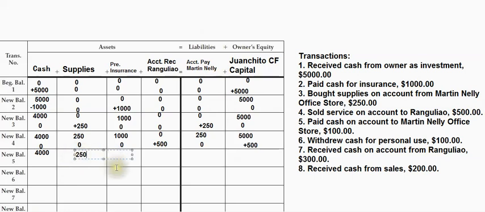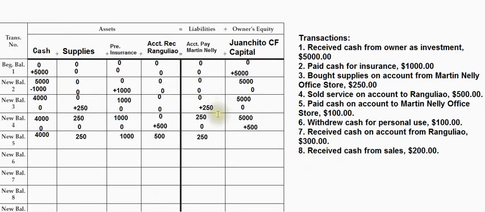Okay, so now we are going to calculate the new balance again. And here is $500. I'm going to move it down a little bit. 250. I owe Martinelli, the company that sells me supply, this guy right here, 250. And my new balance of Juanchito capital is $5,500. Okay, very good.